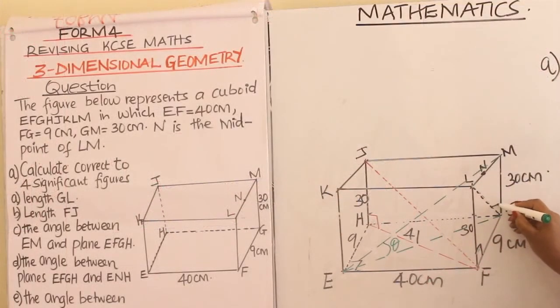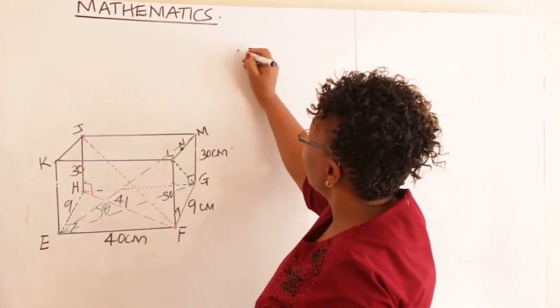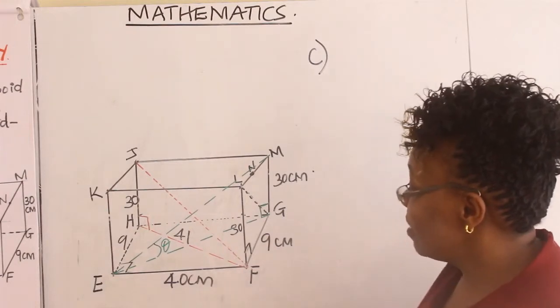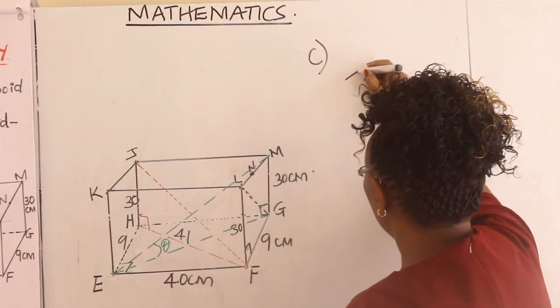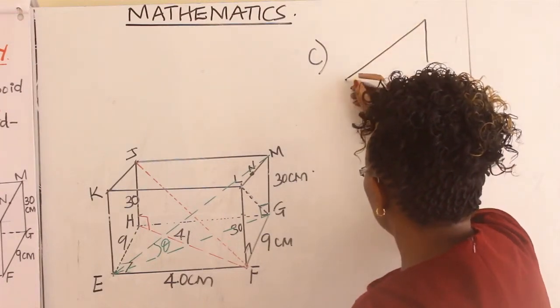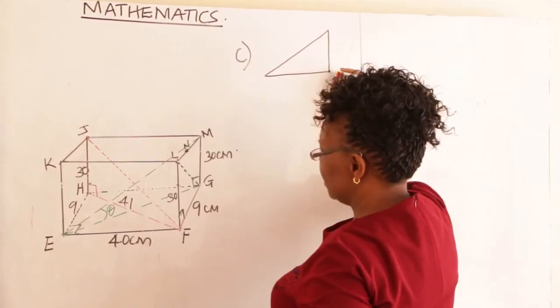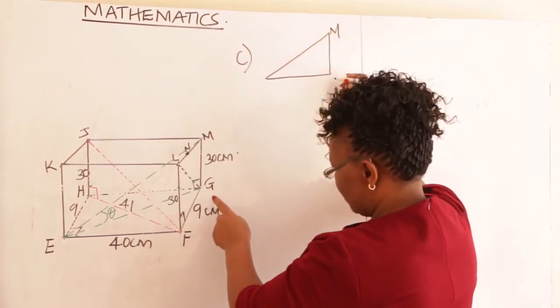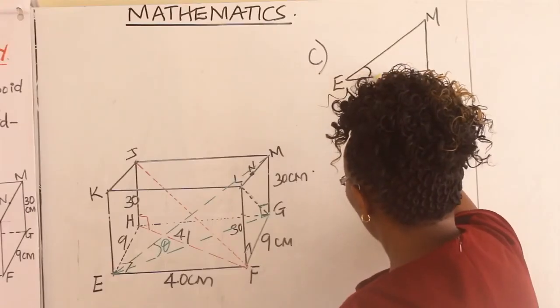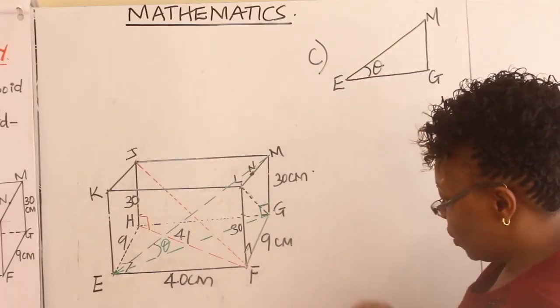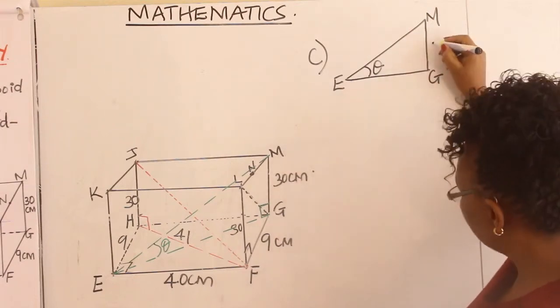And this vertical and this diagonal meet at 90 degrees, Lana. We are in part C, Lana, and therefore we get this angle. We can redraw this triangle here, like that. This is M, this is G, and this is E. And we want that angle there. We have the height here, which is 30.